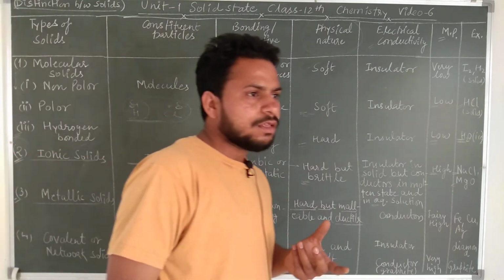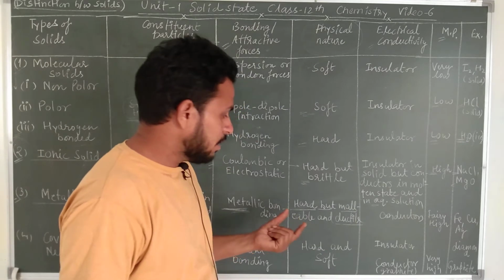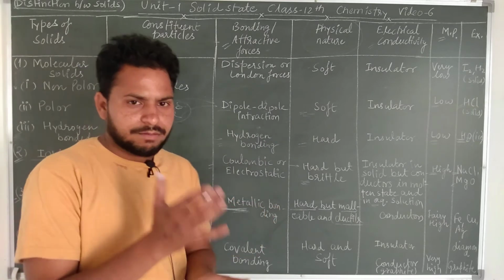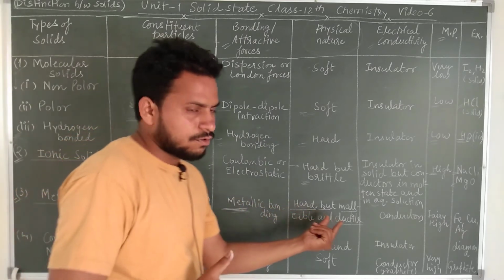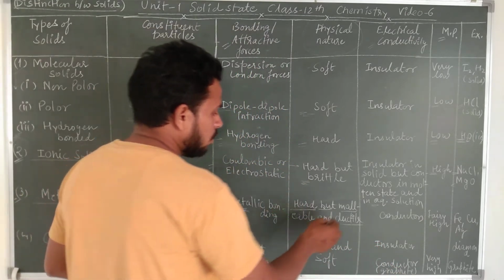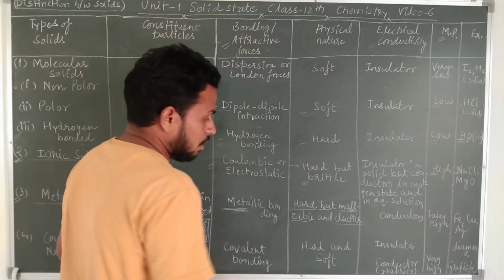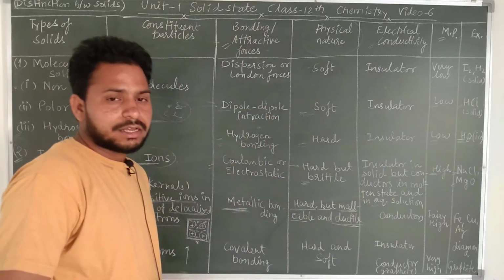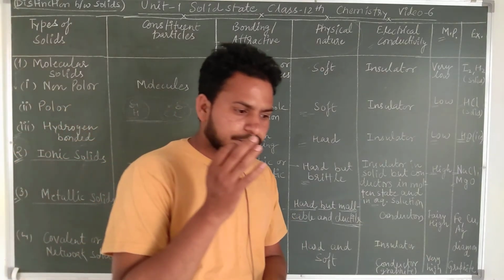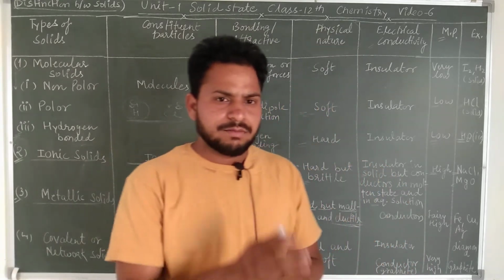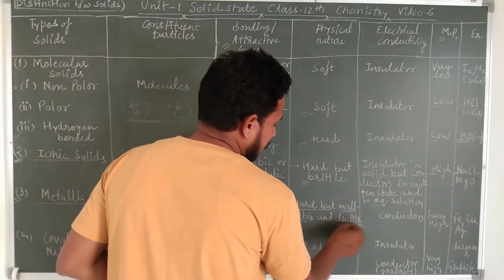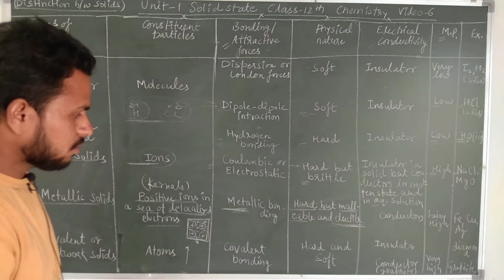Malleable means if we strike these solids by hammering, they convert into thin sheets. This property is called malleability. Metallic solids are also ductile. Ductile means if we strike them by hammering, they can be drawn into wires.